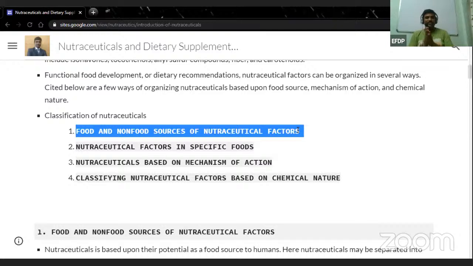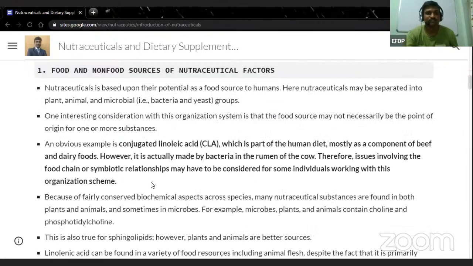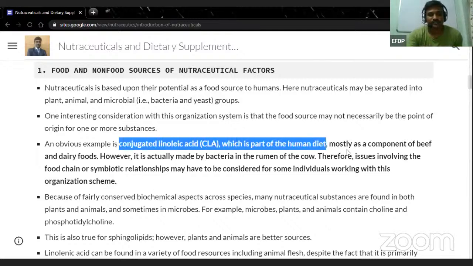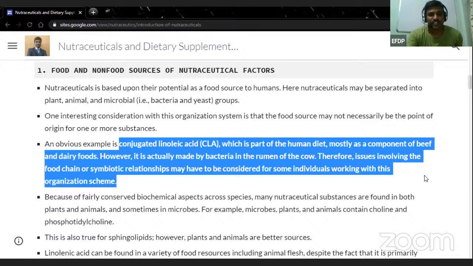So first of all, when we classify the nutraceutical, food and non-food source of the nutraceutical factor is the first type of classification. What do you mean by food and what do you mean by non-food sources? See, I can give you an example of CLA. CLA is known as conjugated linoleic acid. It is required. Conjugated linoleic acid is a part of the human diet, but mostly as a component of beef and dairy food.